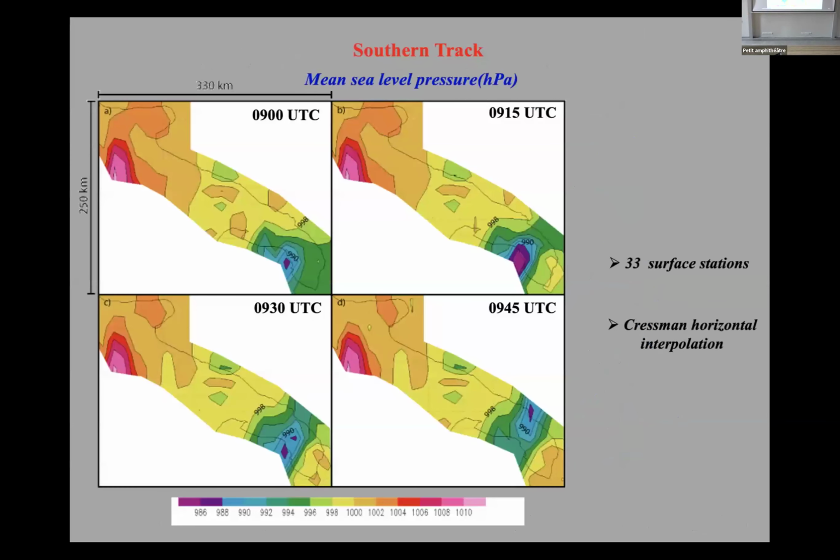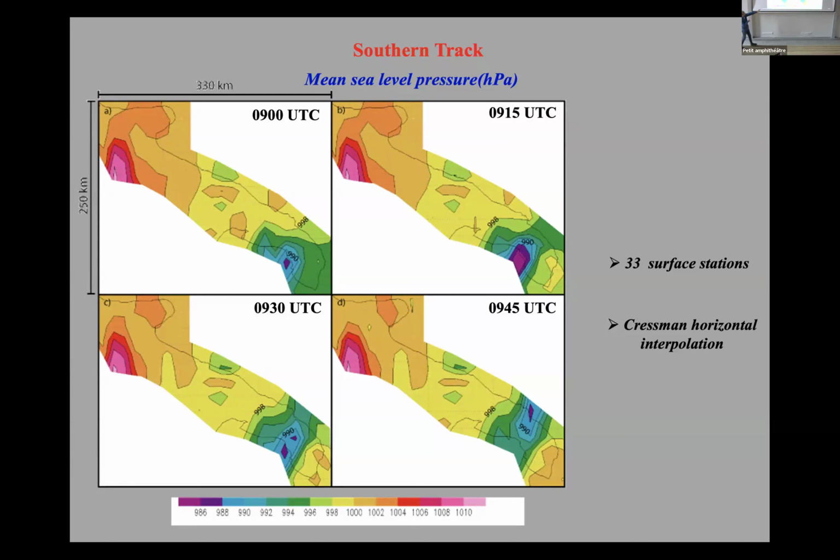But when we interpolated the stations available at the time, we found a completely different situation. In fact, we found a minimum pressure of about 986 hectopascal, moving rapidly from one side to the other of the peninsula.